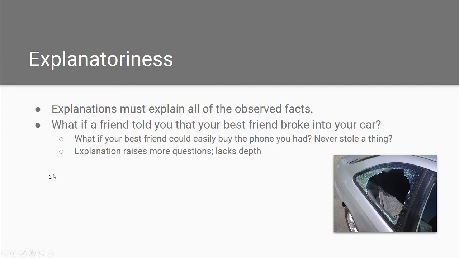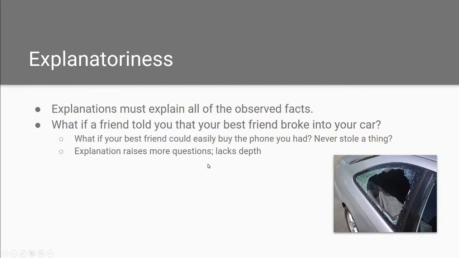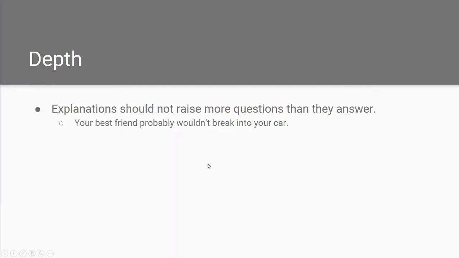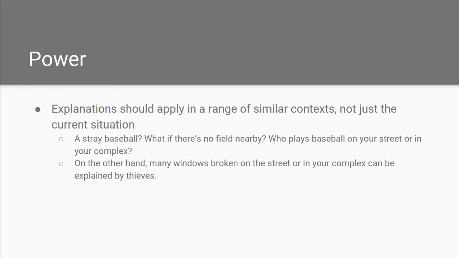Well, what if your best friend, okay, maybe you really know your best friend. What if your best friend could easily buy the phone you had? Right? Your best friend never stole a thing. So here, the explanation actually raises more questions and lacks depth. And depth is actually the next explanatory virtue here. With depth, explanations should not raise more questions than they answer. So your best friend probably wouldn't break into your car.